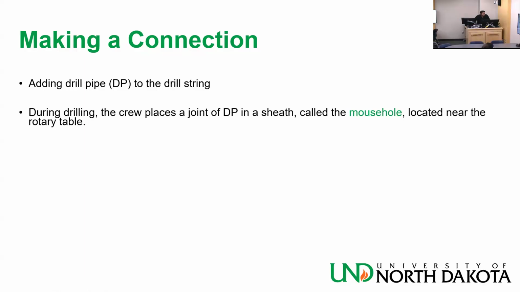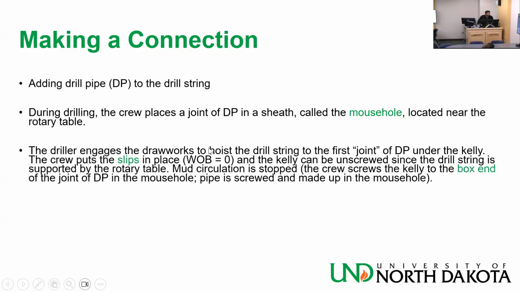During drilling, the crew places a joint of drill pipe in a shed called the mouse hole located near the rotary table. You know that now. The driller engages the drawworks to hoist the drill string to the first joint of drill pipe under the Kelly. The crew puts the slips in place, and at that point, when you have the slips in, the reading of weight on the bit will be 0. That's how you know the slips are on. And the Kelly can be unscrewed, basically reversed, since the drill string is supported by the rotary table.